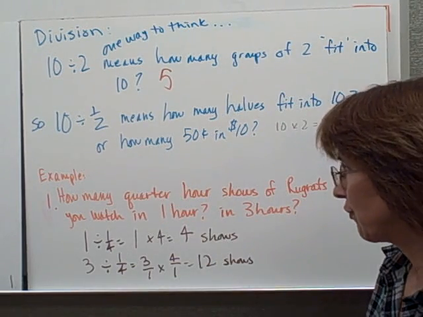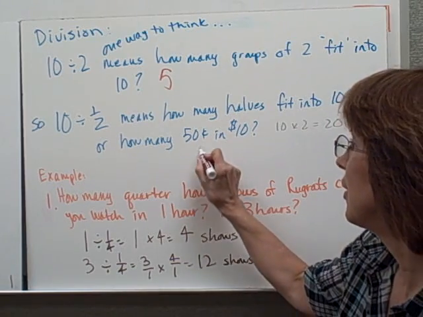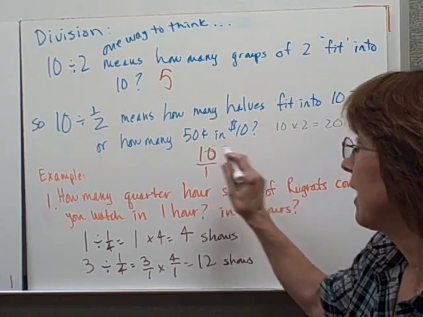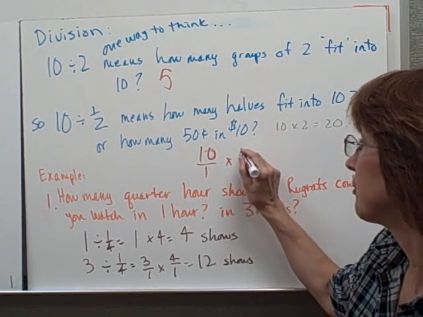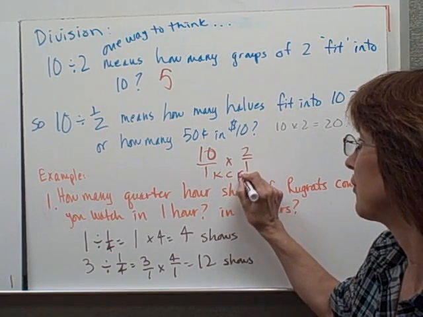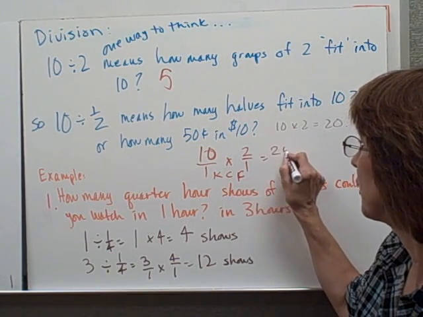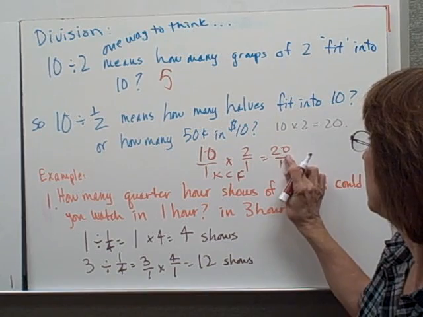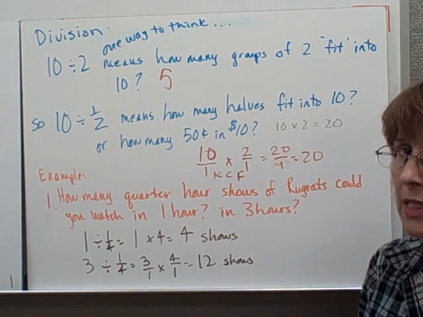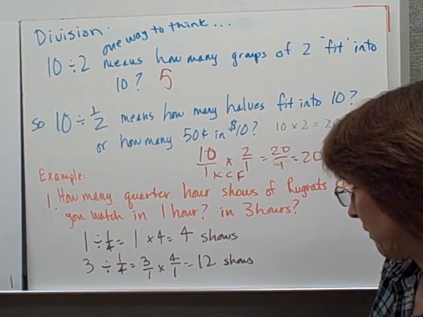And the way that we've known then to work it out is just to go, you have 10 over 1, and instead of dividing now, we're going to multiply, and then we invert that. And you've heard, I'm sure, many times, keep it, change it, flip it. And then that would be 20 over 1, which equals 20.